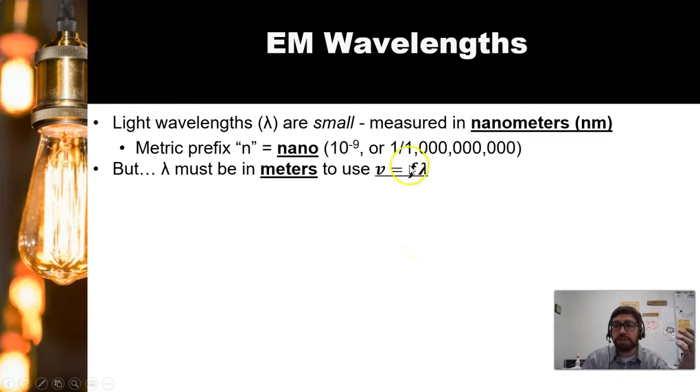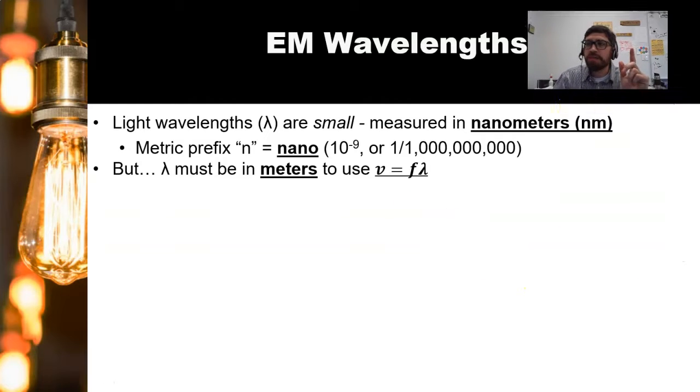But you need to know that in order to use this equation, v equals f lambda, that's the wave equation. It still applies to light because light is a wave. Wavelengths have to be in meters. All right, so here's the deal. We measure wavelengths in nanometers with light, but we have to convert it to meters in order to put it into this equation. So you got to know how to do that. So I'm going to teach you how to convert from nanometers to meters.